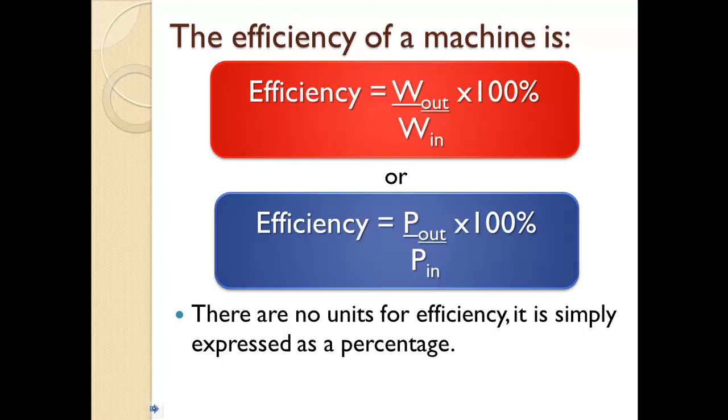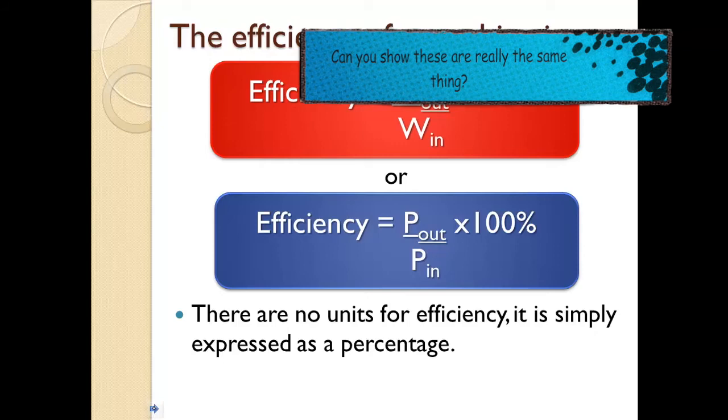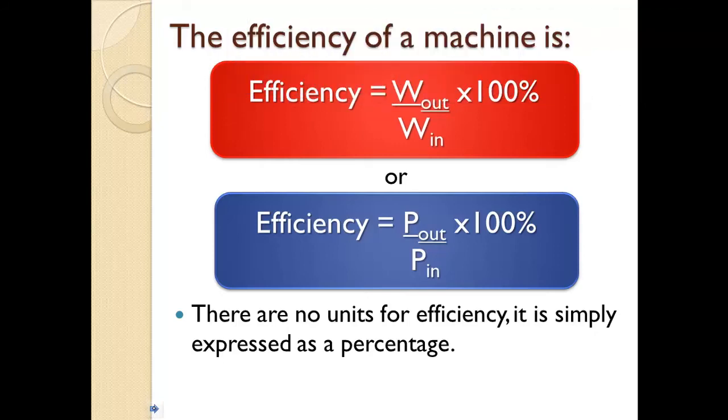Now, for those of us that are paying close attention, you'll notice that if we're dividing by a similar quantity, in this case power or work, the units will all cancel, and we're just multiplying by a number, which means that the actual units for efficiency don't exist. But instead, because of this times 100%, we're really talking about the value of efficiency being in terms of percentage.